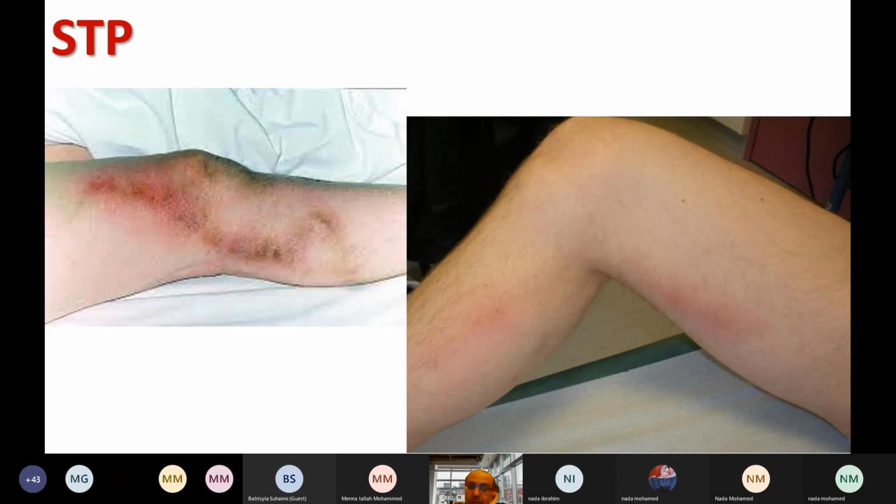So superficial thrombophlebitis is not a serious condition, but when it is migratory, that's to say it is recurrent, you have to think about internal malignancy and search for it.